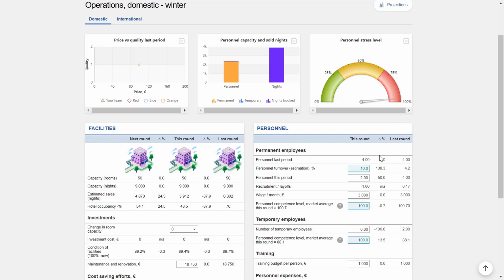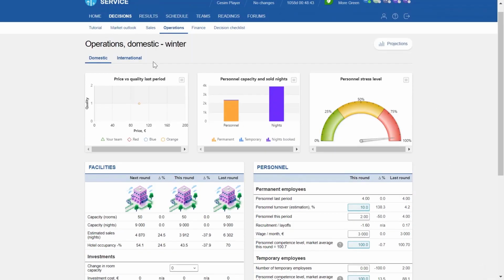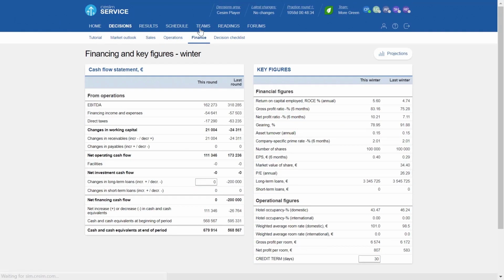So I need to try to keep this at a moderate level. It doesn't have to be green all the time, but also red for an extended period would be trouble. All right, so now we have looked at the sales and we have looked at the operations. Now we have only one page left, which is finance. And on the finance page, we then decide about the loans.